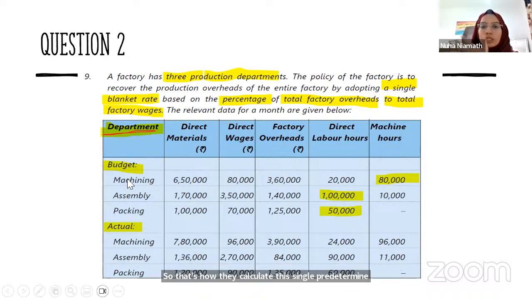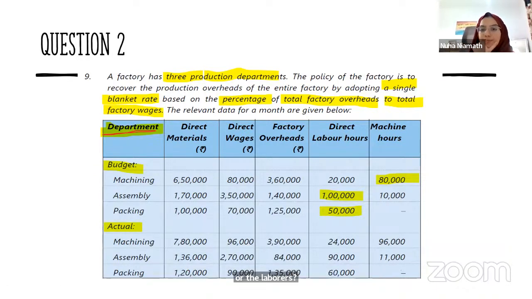Okay. Now the next thing that is available is that they have given the budgeted costs and the budgeted hours along with the actual cost and the actual hours. So if you see, they've given 2 types of hours. One is machine hours and one is direct labor hours. So let me ask you a question here itself. For machining department, what would be more relevant, the machine hours or the labor hours? Can you mention it in the chat box?